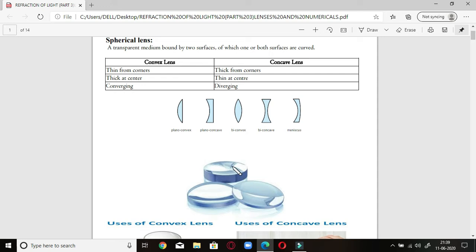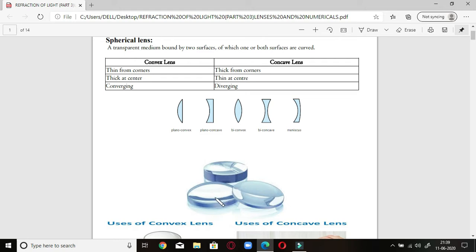This is a concave lens, which is thicker at the corners whereas very thin in the center. It is represented like this, that is a biconcave lens, thinner in the center but thicker at the corners. Whereas this one, which looks thinner at the corners but thicker in the center, is a biconvex lens. We are going to deal with these two types of lenses.